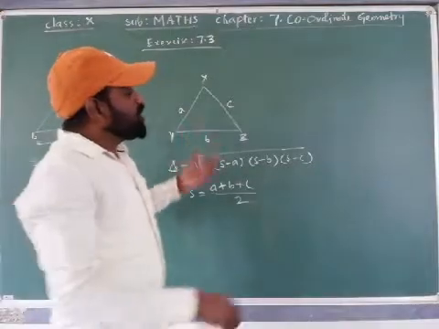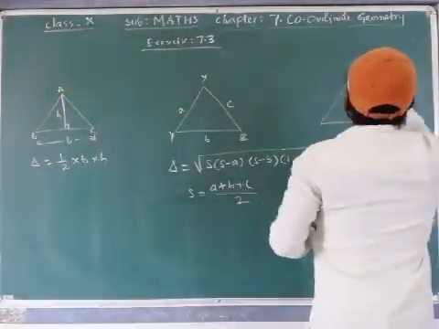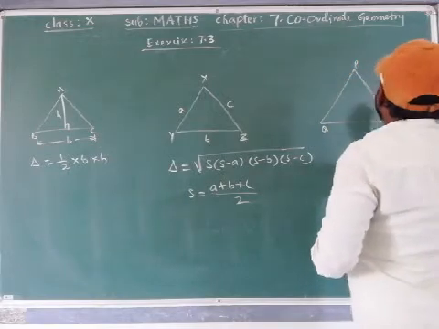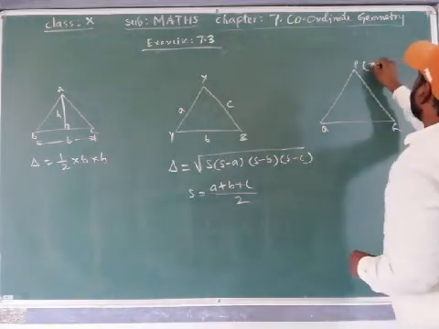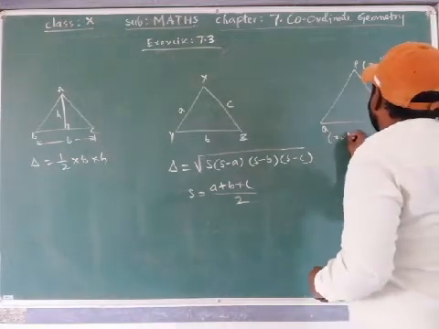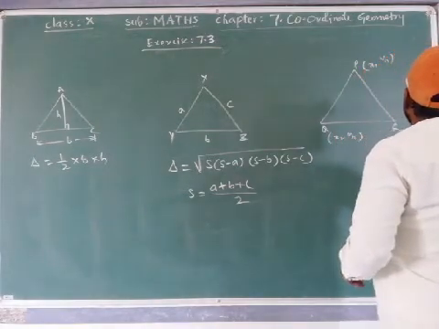Then even if you don't know the measures of the sides, you know only the vertices. Suppose PQR is a triangle where P is one of the points (x1, y1), Q is (x2, y2) and R is (x3, y3).